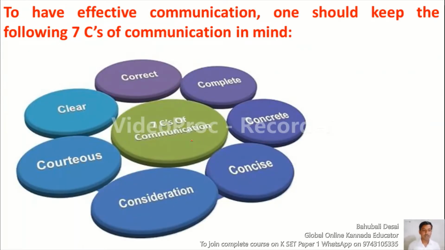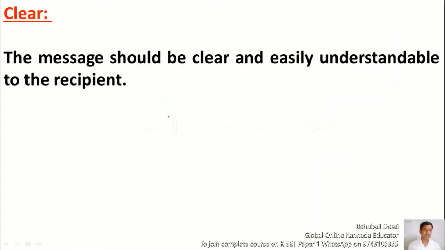So these 7 C's are clear, correct, complete, concrete, concise, consideration, courteous. So these are the 7 C's of communication. So let us discuss one by one. The first one is clear. So the message should be clear and easily understandable to the recipient.